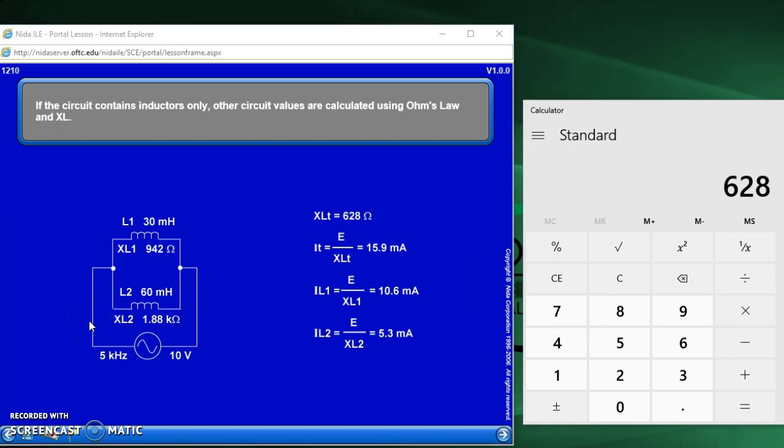Okay, if the circuit contains inductors only, other circuit values are calculated using Ohm's law. So you need to write these formulas down. To get IT, we simply divide E by our X of LT. To get the I, the current of each individual one, we calculate that by using X of L of each inductor. So very straightforward. Just make sure you remember that.